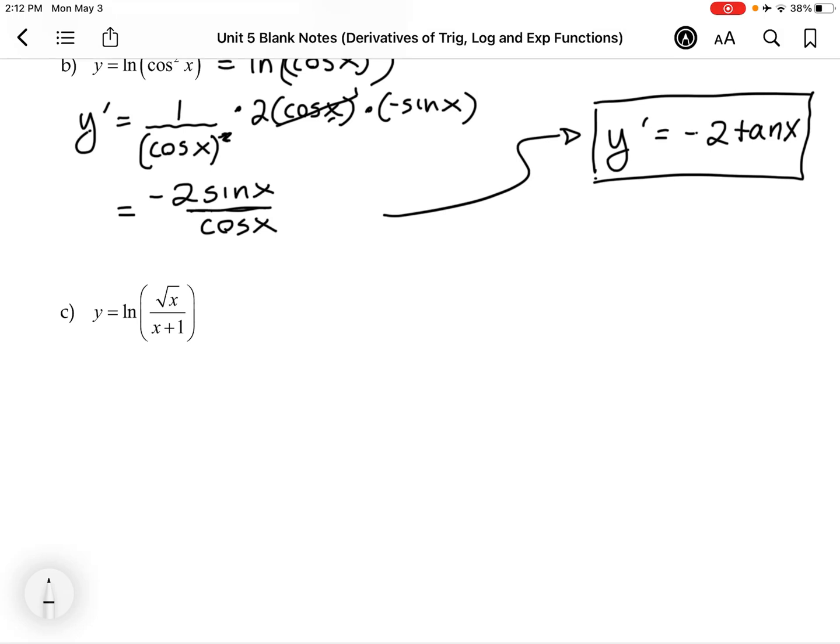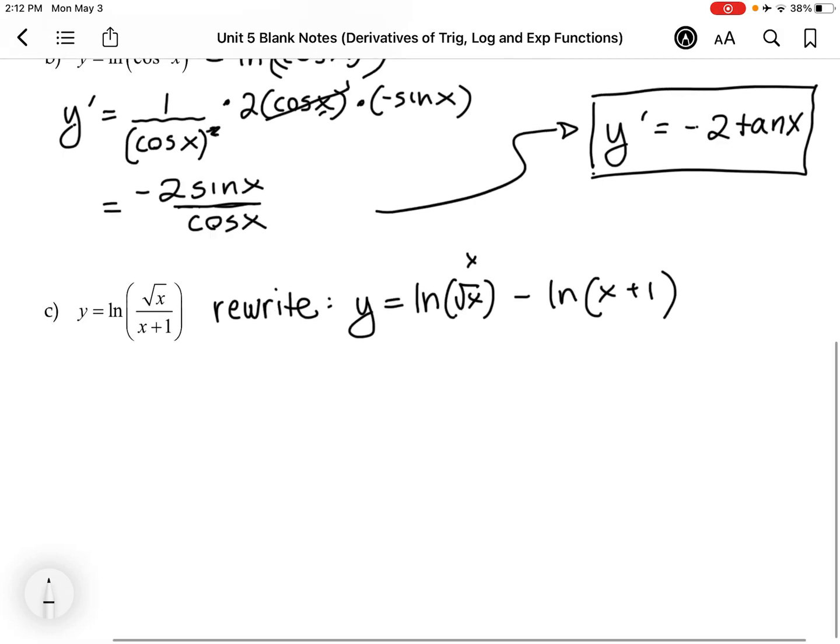And so we can actually rewrite this function as the difference of 2 logarithms using the quotient rule. And this is going to be something that's much easier to differentiate than if we had done it as a function with only one logarithm. Okay, and actually remember that the square root of x is like x to the 1/2. So I'll just do that as well.